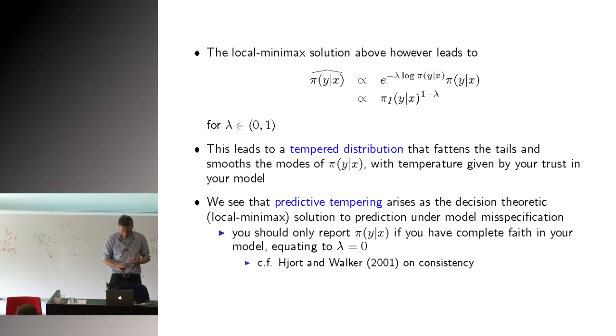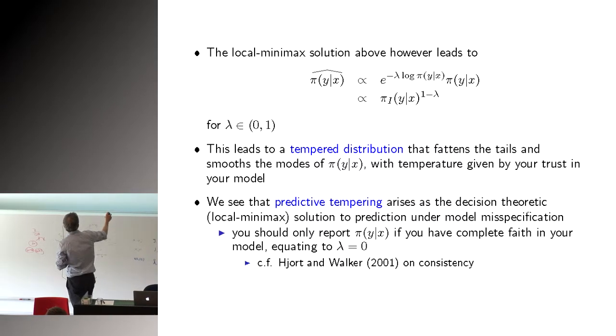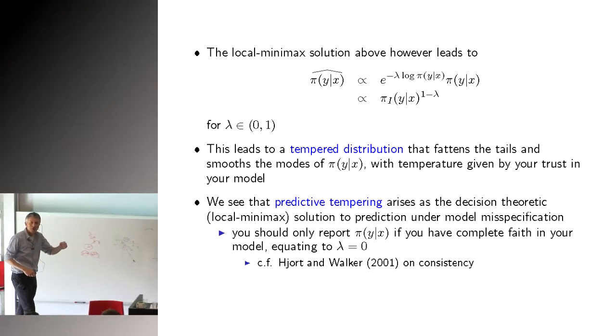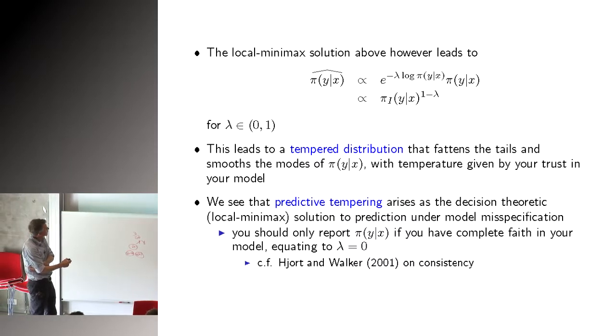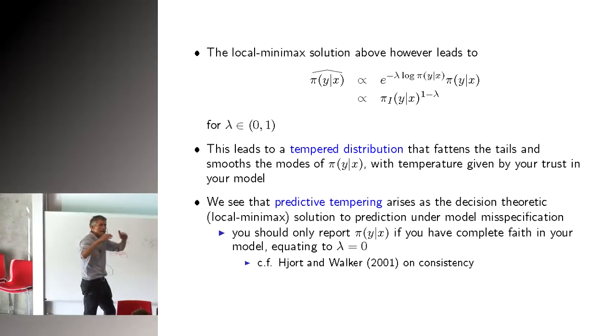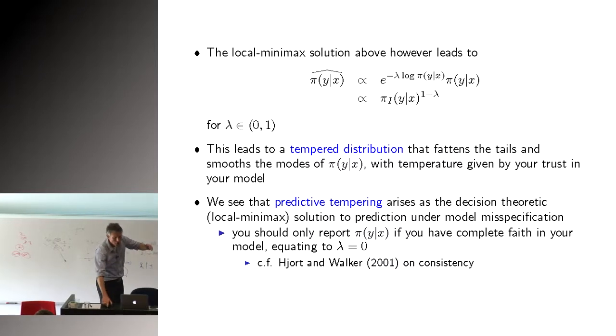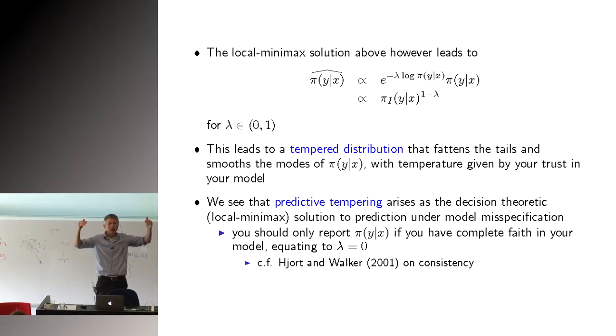Well, what does the local minimax solution look like? It says we take your original predictive distribution, which is pi of y given x, and I'm going to do this exponential tilting by the loss function. So here I'm just going to tilt the log loss function, which for us is the log probability distribution. It's exponentiated, so of course it just comes down, and we have the following form. So what does this look like? Well, this looks like a tempered distribution. If you know about tempering, it's like heating up. You take your distribution function, you raise it to some power, and then you renormalize it. Okay?